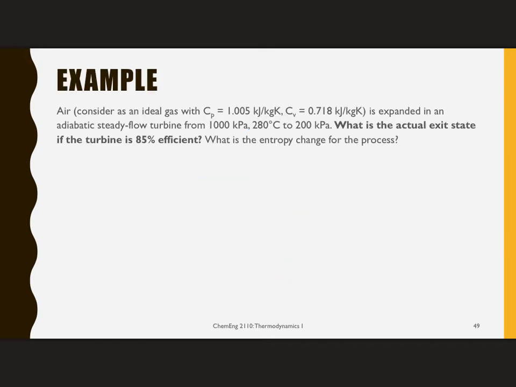Let's look at how we might use this by looking at an example with a turbine. Air, which we're going to consider an ideal gas with C sub P and C sub V given, will be expanded in an adiabatic steady flow turbine. Therefore our ideal will be reversible and adiabatic, therefore constant entropy. It's starting at 1000 kilopascals, 280 degrees C, and it's going to exit at 200 kilopascals. We want to know what the actual exit state is for an 85% efficient turbine, and then what the entropy change is for the process.